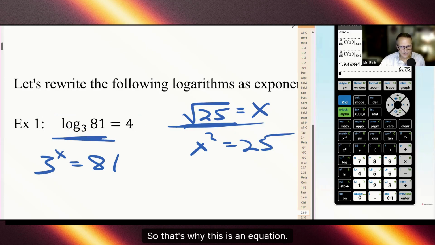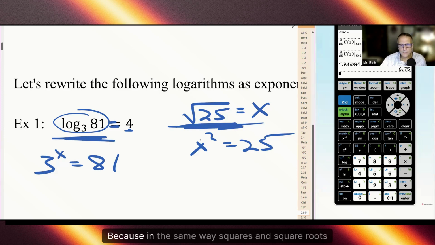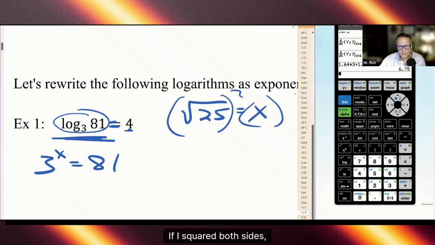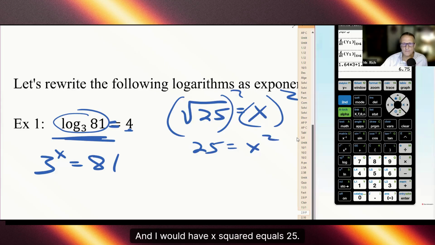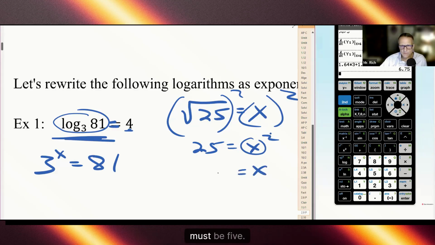So that's why this is a true equation, because this thing is the number 4. That is telling you that logarithms and exponentials are inverse functions of each other, in the same way squares and square roots are inverses. If I said the square root of 25 is what number, and I squared both sides, it would get rid of the square root, and I would have x squared equals 25. But really, I haven't answered the question. It just lets me see the question in a different form. It's now saying what number to the 2nd power is 25? Oh yeah, must be 5.